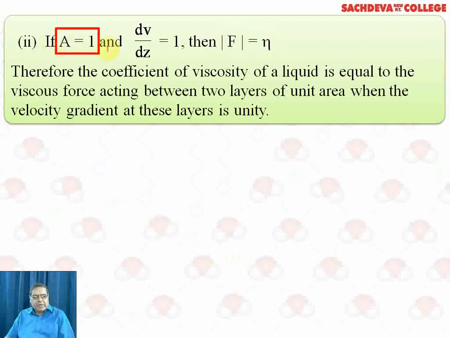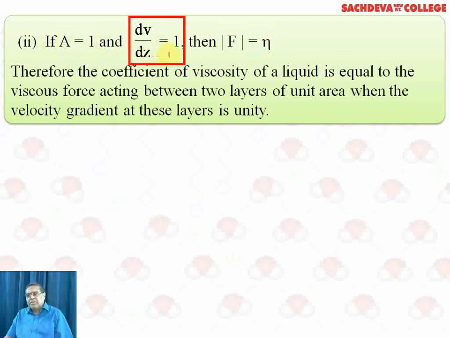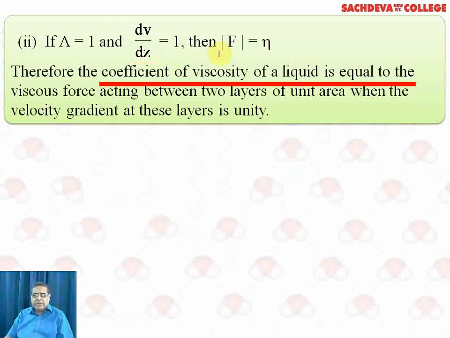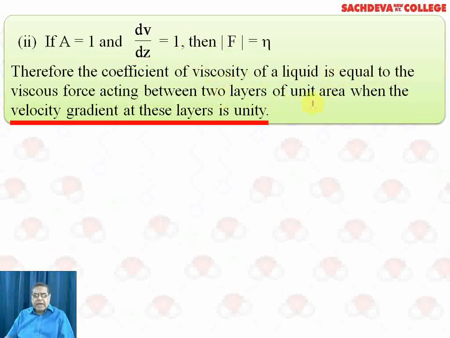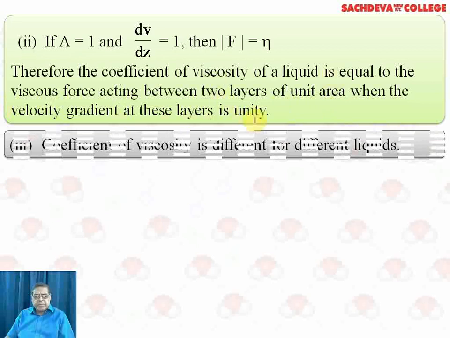If A is 1 and dV by dz, that is the derivative of velocity with respect to z, where z is the distance between the two layers, is 1, therefore the coefficient of viscosity of a liquid is equal to the viscous force acting between the two layers of unit area when the velocity gradient at this layer is unity.